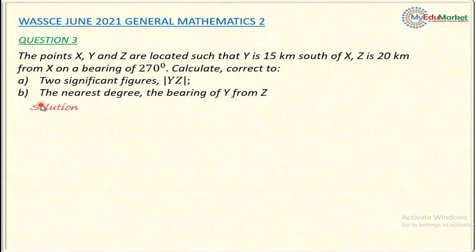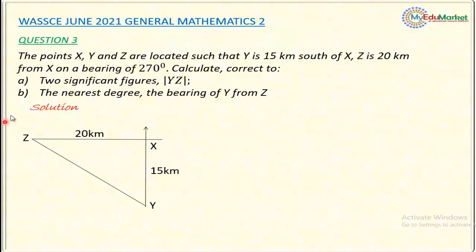So let me attempt to answer this. Solution: with bearing, it is very, very necessary to change the question into a drawing. So the drawing will look like this. You have the point x, and the question says y is 15 kilometers south of x. If this is x, remember up is north, down is south, right is east, while left is west. So y will be along this direction from x vertically down, because this is due south, and this is the 15 kilometers.